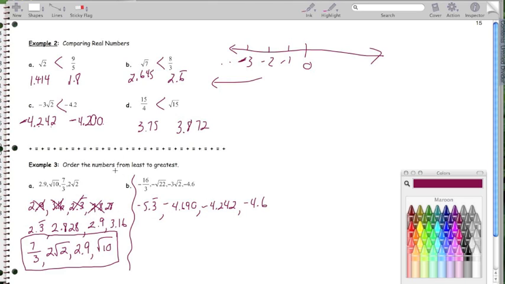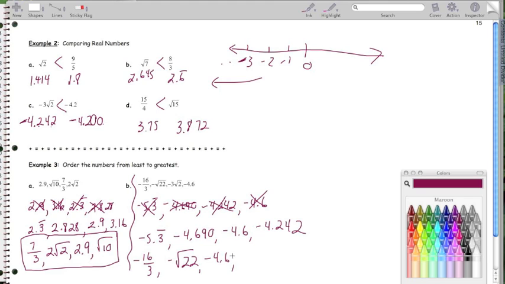So our least number is negative 5.3 repeating, the smallest number. Next smallest number is going to be negative 4.690. Next smallest number is going to be negative 4.6. Next smallest number is negative 4.242. Last thing I want to do is put them back in the original form that they showed up in, which is negative 16 over 3, negative square root of 22, negative 4.6, and then negative 3 square roots of 2.